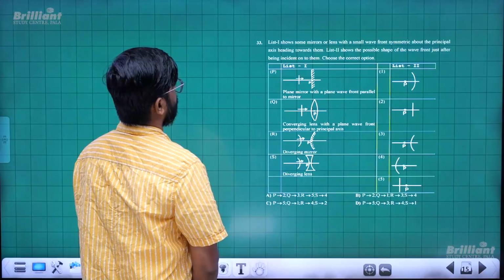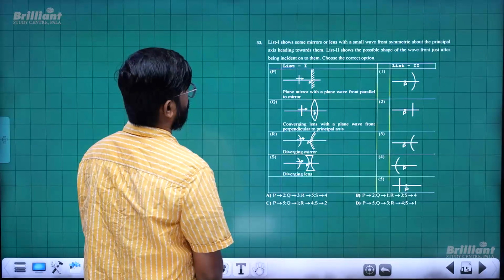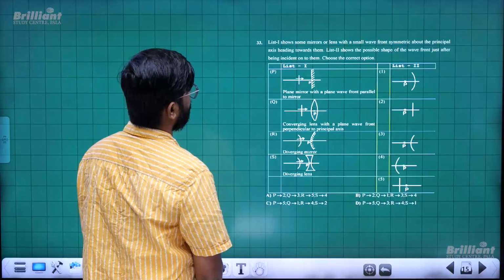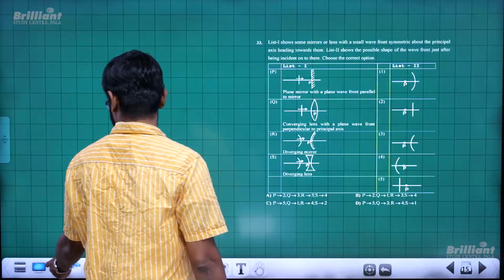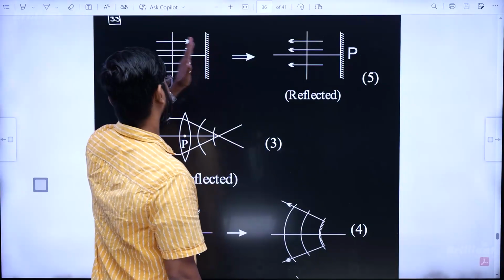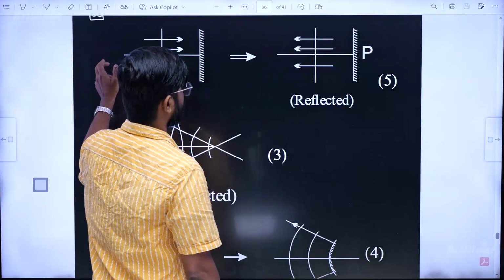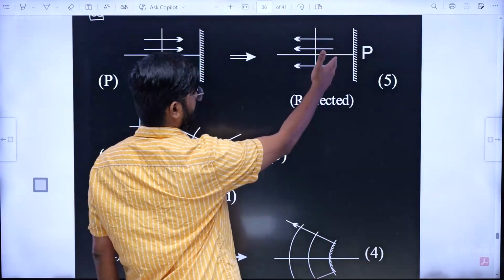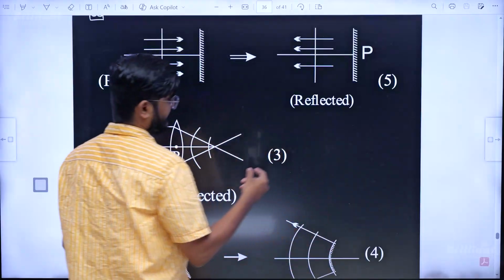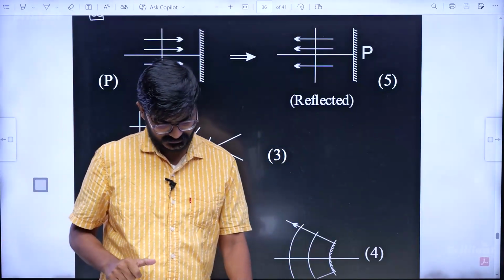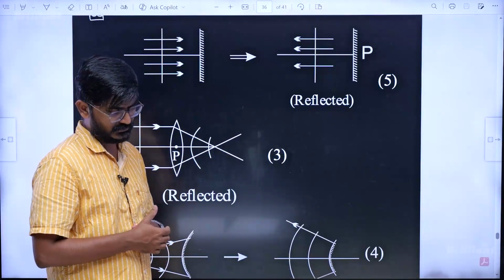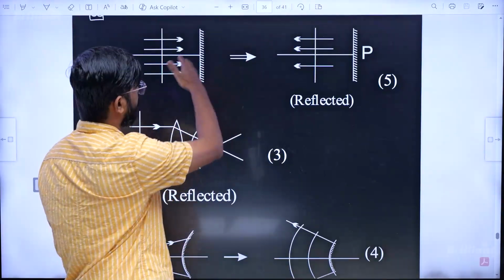List 1 shows some mirrors or lenses, and List 2 shows the possible shape of the wavefront just after being incident on them. Choose the correct options. So for a planar wavefront, rays going parallel will hit and come back parallel only, where P is on this side. The wavefront will be here, P will be here, which makes option 5 correct, but not option 2. In option 2, the wavefront passed P.